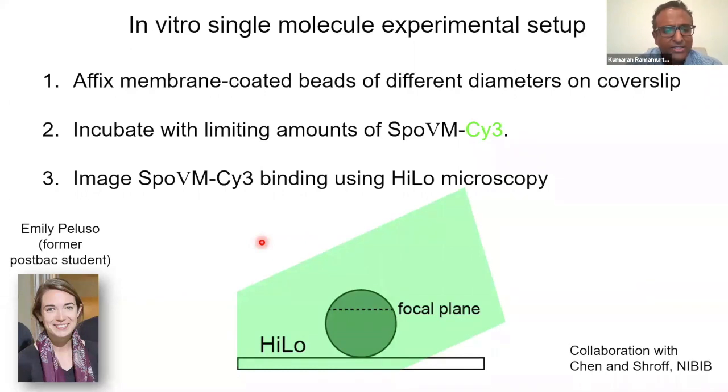to site 3. So these experiments were done by Emily Peluso. She's a former post-bac student in the lab. She spent 2 years in the lab. She's now a graduate student at UCLA. So Emily came into the lab with no experience with biophysical techniques, but she has a big brain.